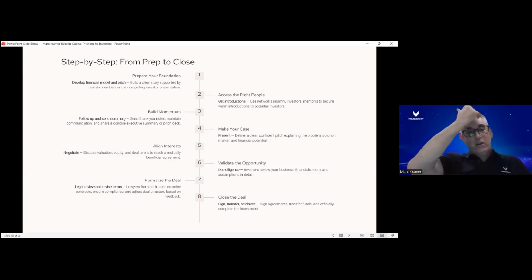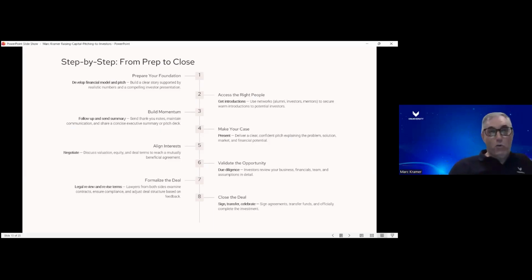You want to make your case by delivering a clear, confident pitch, explaining the problem, solution, market, and your financial potential. Again, when you're pitching, don't put in excess things. Don't give hard-to-understand descriptions of your product or service. All you want to do initially is get them just interested. It's like a first date. You don't want to tell too much. You still want to keep some mystery in there, but enough information that they want to continue to see you.